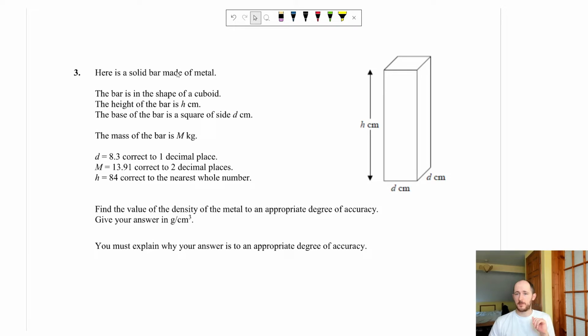We have a bunch of information. We've got a solid bar of metal in a cuboid shape. They give us the height, and apparently the width and the length are the same. Interesting. So two of the sides are actually the same. They give us the mass, m, and they give us, if you notice, correct to 1 decimal place, 2 decimal place, nearest whole number. Find the value of the density of the metal to an appropriate degree of accuracy.